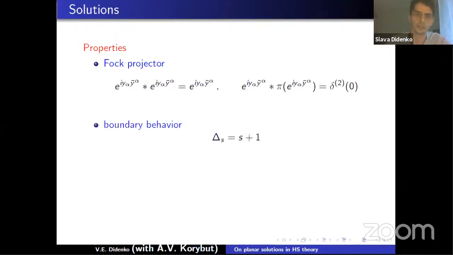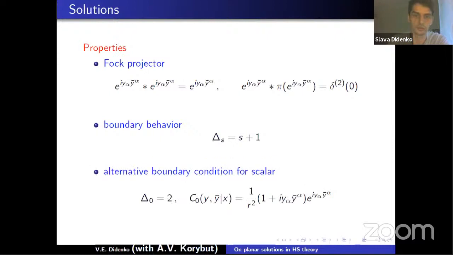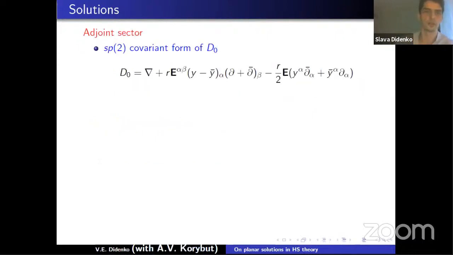The boundary behavior of the solution corresponds to r to the power s plus 1 dependence for spin s. And you see that here we're missing the alternative boundary condition for s equals 0, the scalar field. It was not captured by this Penrose transform. So to be generic, we can add it. There is a planar solution with delta equals 2 boundary behavior, and we can add it if necessary for nonlinear analysis. But it was not captured by the Penrose transform. So this sector was pretty easy. The next sector is the adjoint one.